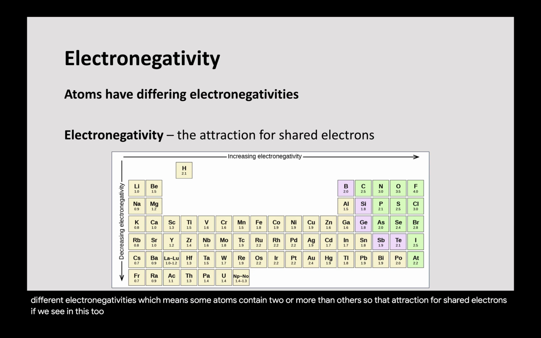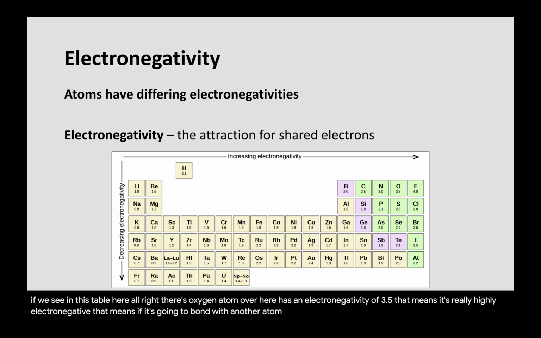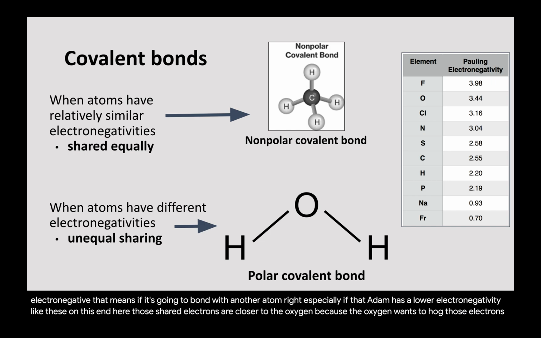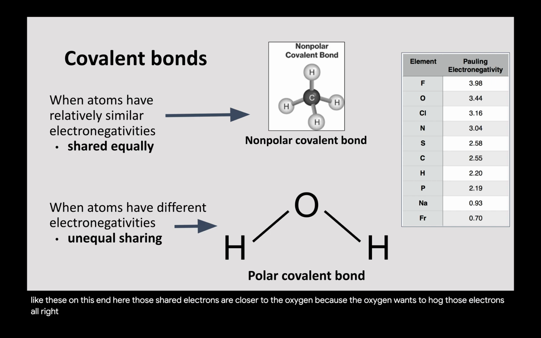If we look at this table here, this oxygen atom has an electronegativity of 3.5. That means it's highly electronegative. If it's going to bond with another atom, especially one with a lower electronegativity, like these on this end here, those shared electrons are going to be closer to the oxygen, because the oxygen wants to hog those electrons. I'm going to keep explaining this as we go through the next few slides, and hopefully it will click.